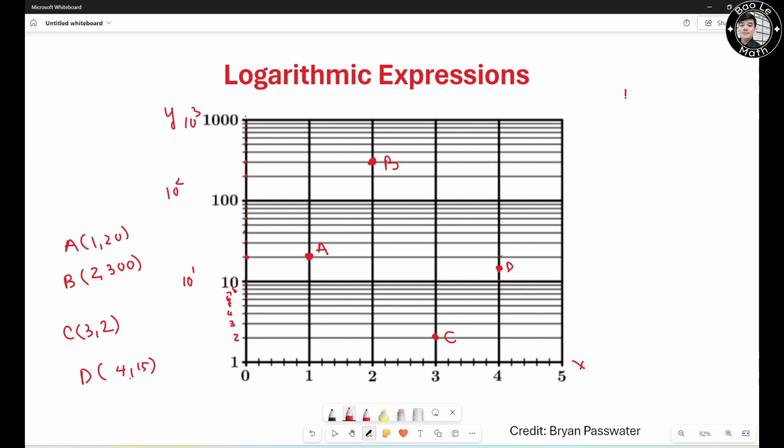Now let's see point E. Point E is going to be (5, 350). Alright, so x equal 5, y equal 350. So this is 100. This is 200. This is 300. And this is 400. So 350 should be right here. So this is point E.